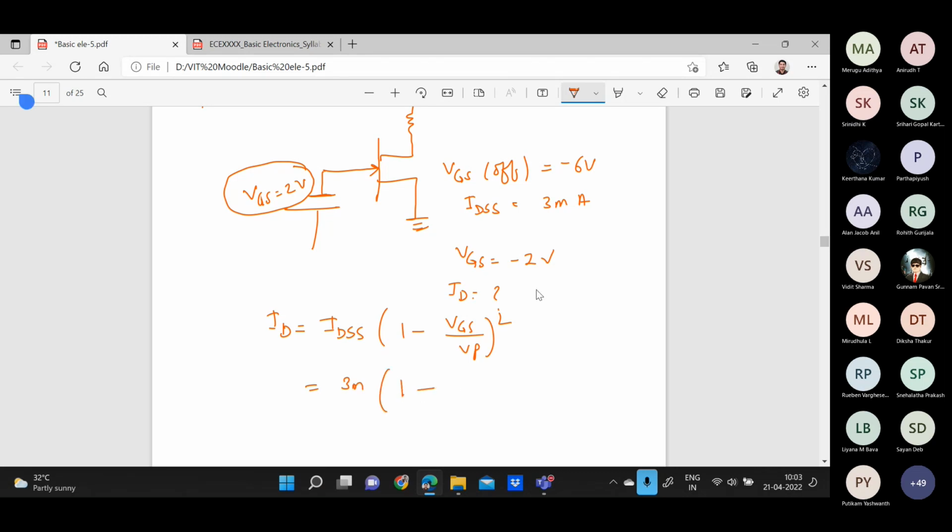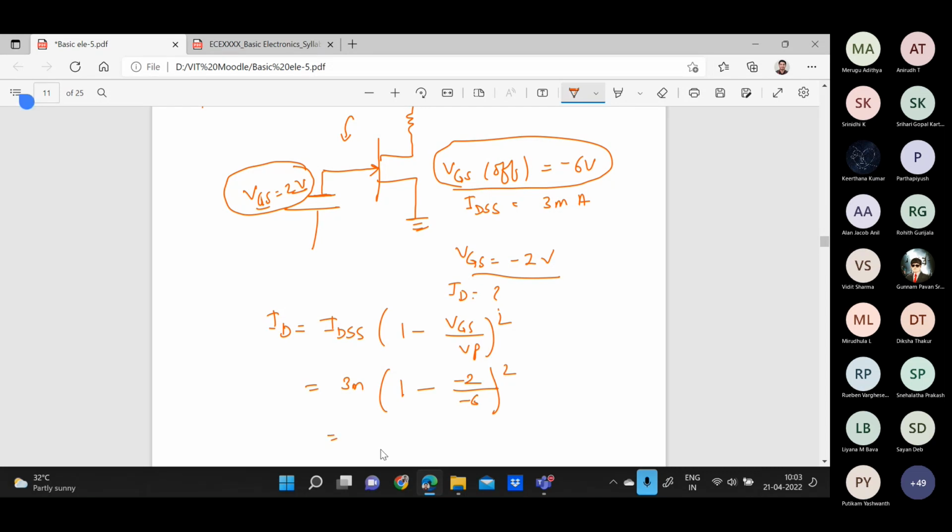milliamps. 1 minus VGS. As I told you, they have given only this figure. From this figure you can see VGS is equal to 2 volts, but because of the sign of the battery, you have to consider -2 volts. It's -2. VP, or you can say VGS, is -6 volts. You can assume -6 volts like that.